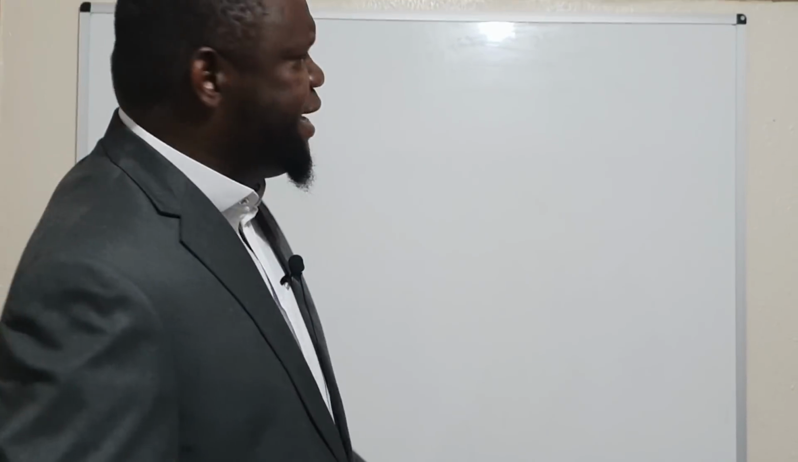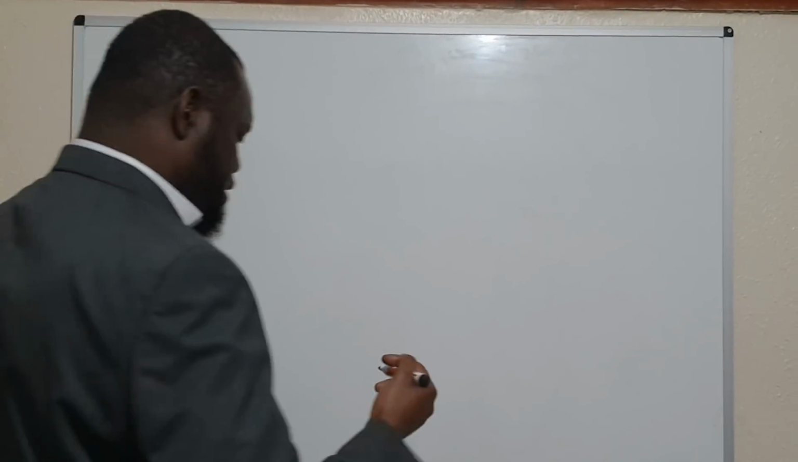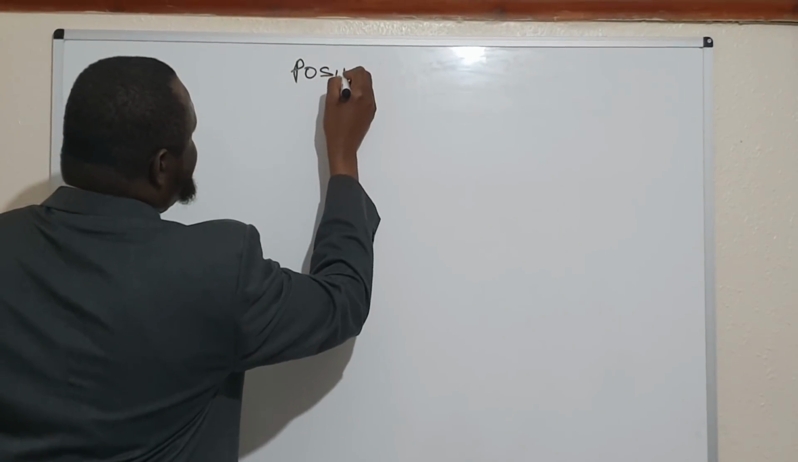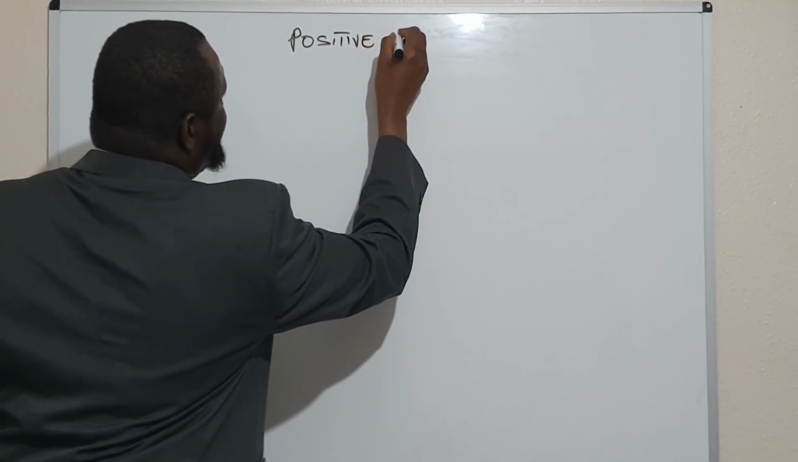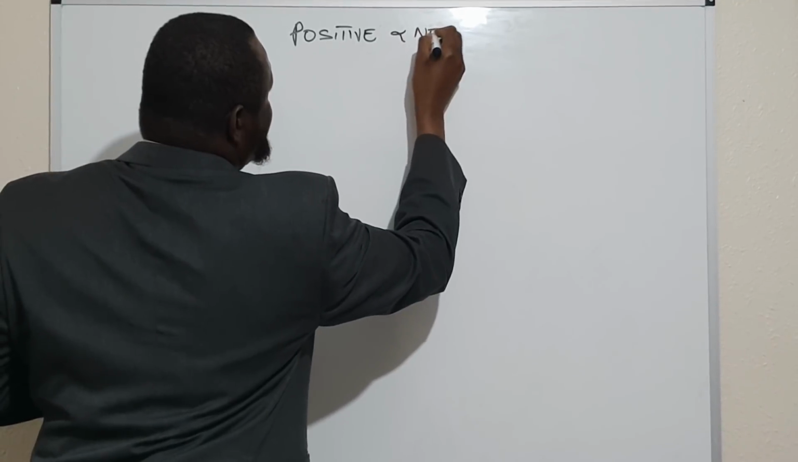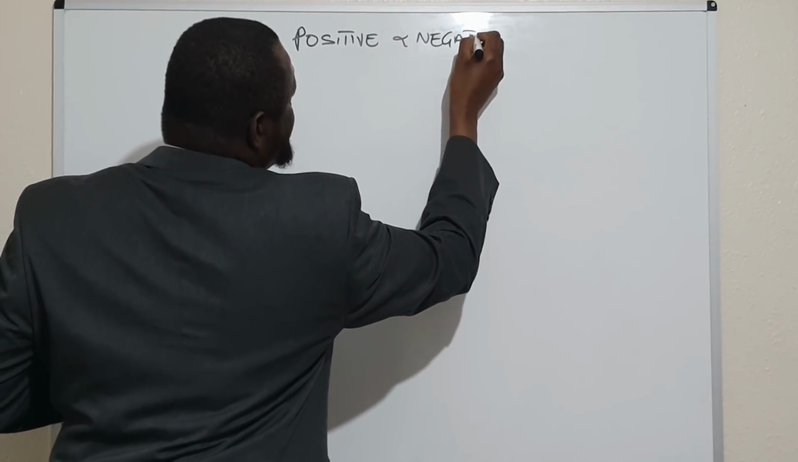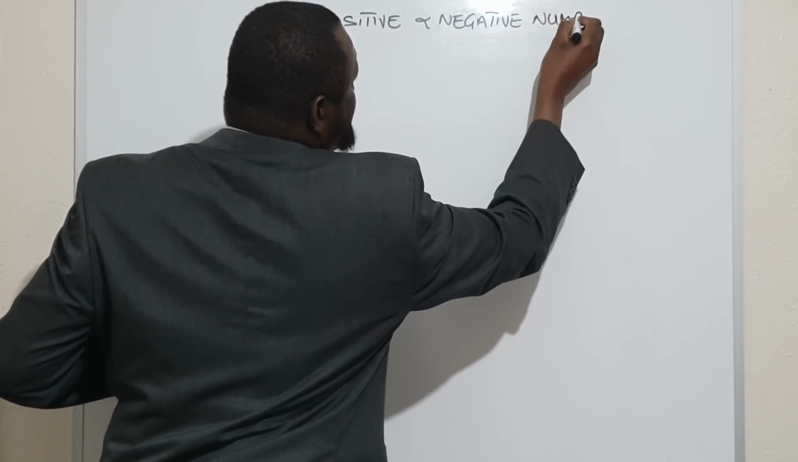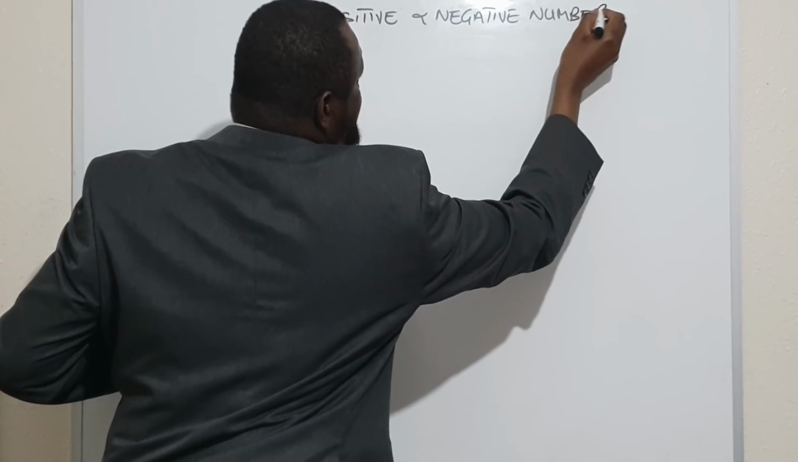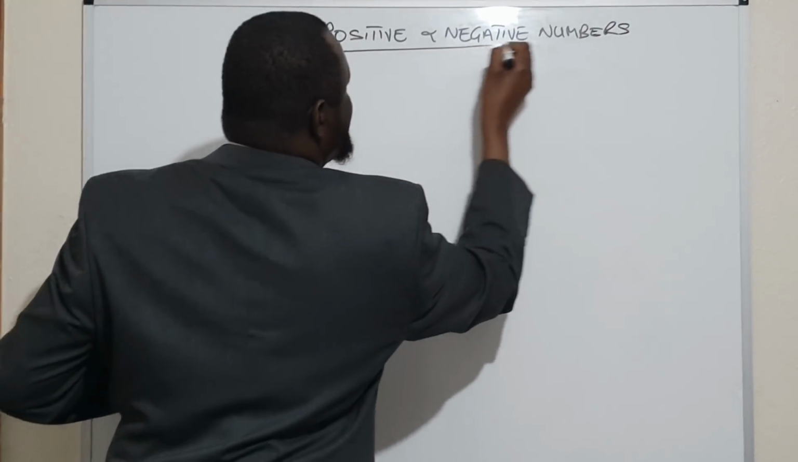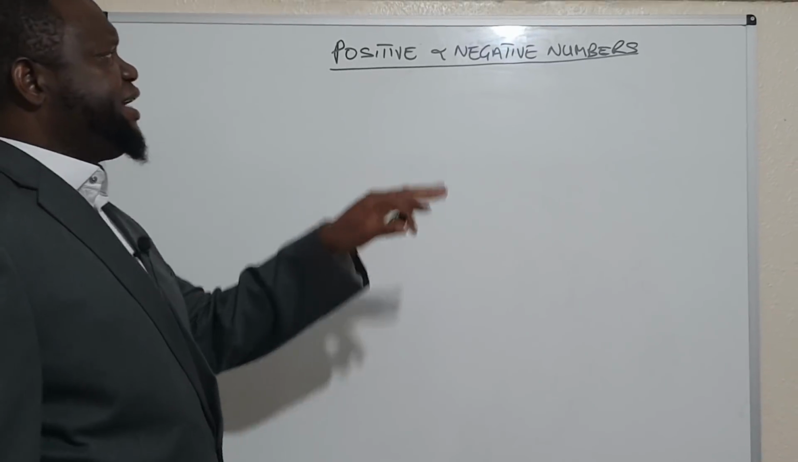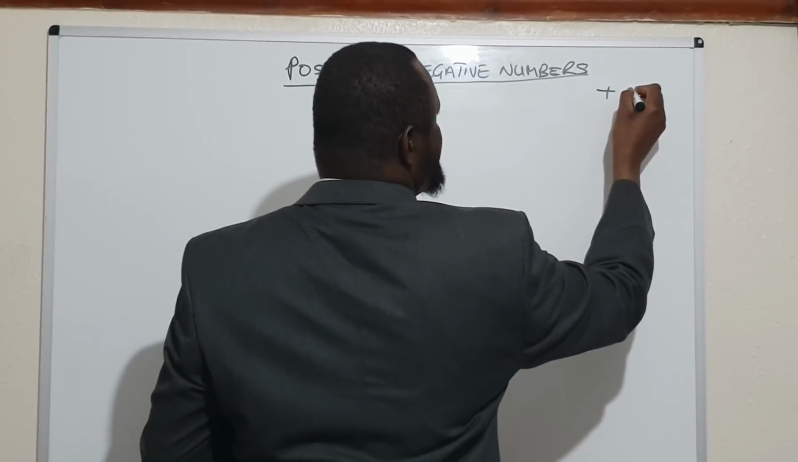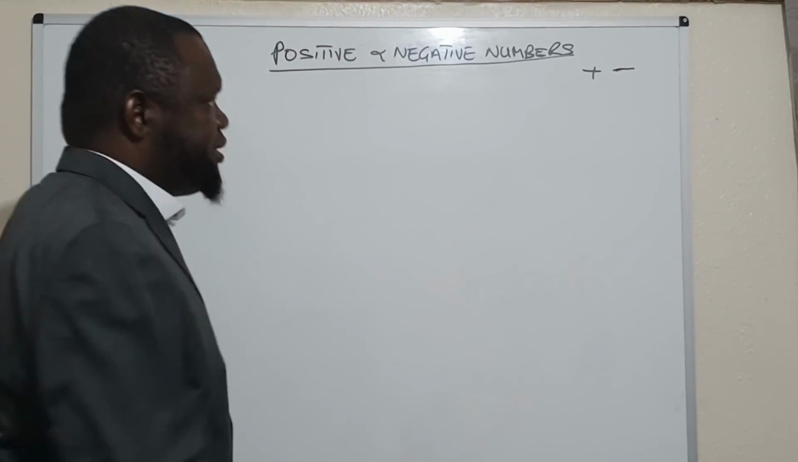Now, there are two ways to deal with positive and negative numbers, yeah? Positive and negative numbers. This is the topic I'm going to deal with today. Positive and negative numbers, meaning plus and minus. Okay? Plus and minus. How to deal with this?